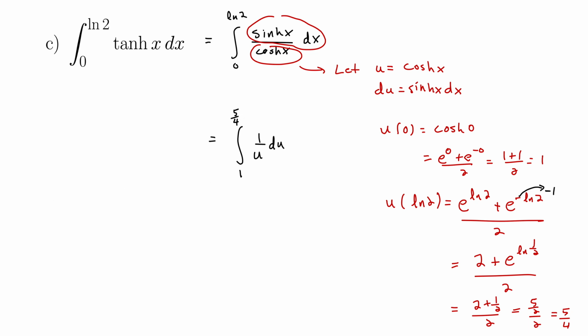And we're off. The integral of 1 over u du is natural log of absolute value of u as we go from 1 to 5/4. Well, you can see we're positive here, so actually the absolute value isn't necessary, but so be it. Natural log of 5/4 minus natural log of 1. Well, natural log of 1 is 0. How nice. So we're left with simply natural log of 5/4.